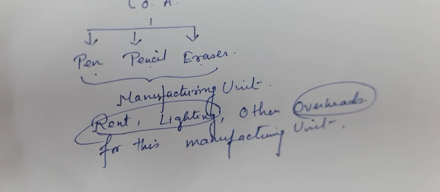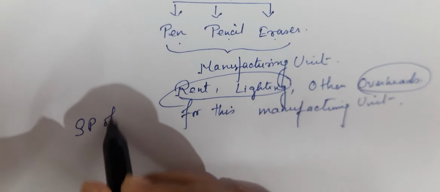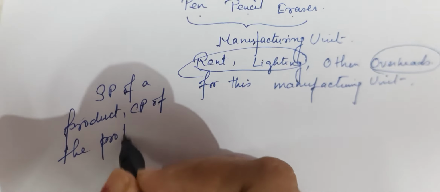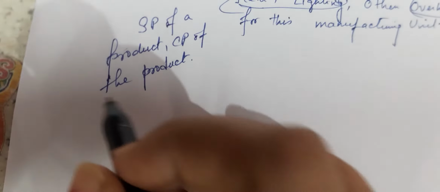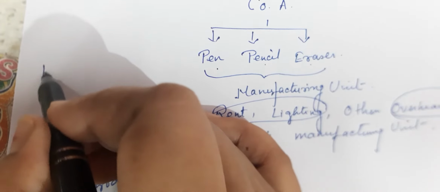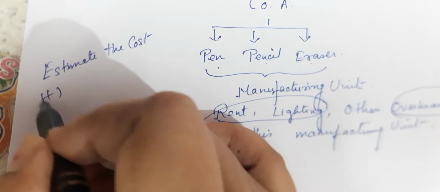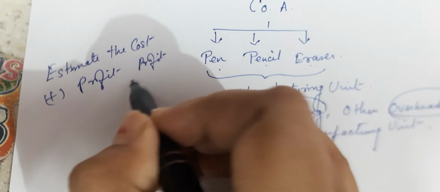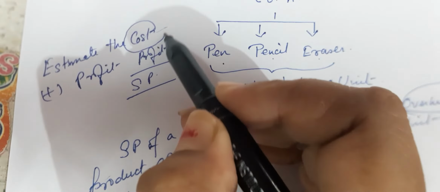Because in order to find out the selling price of a product, we first need to find out the cost price of the product. Without finding out the cost price, you cannot add profit to that cost price and cannot find out the selling price. We will first estimate the cost, then add profit to it. Then what we will get is the selling price. So cost estimation is a very vital portion.